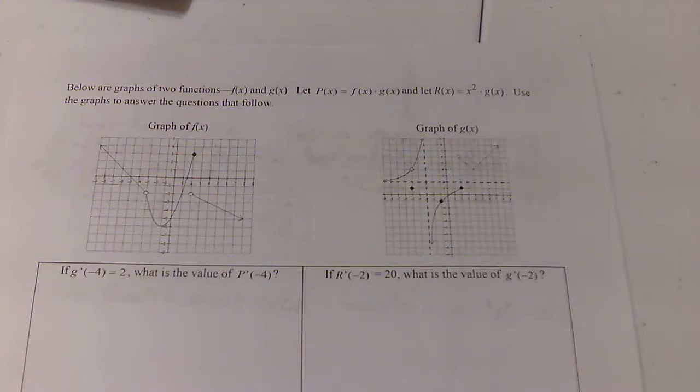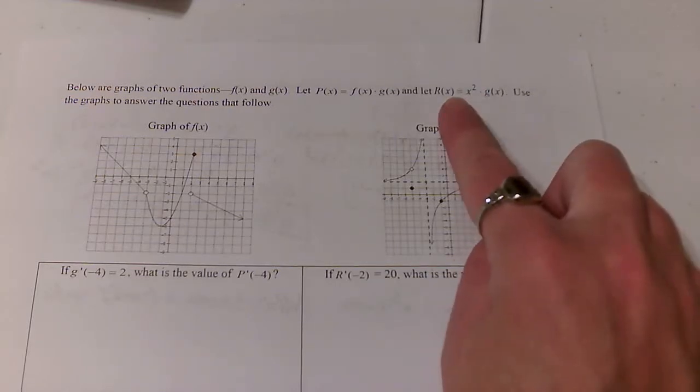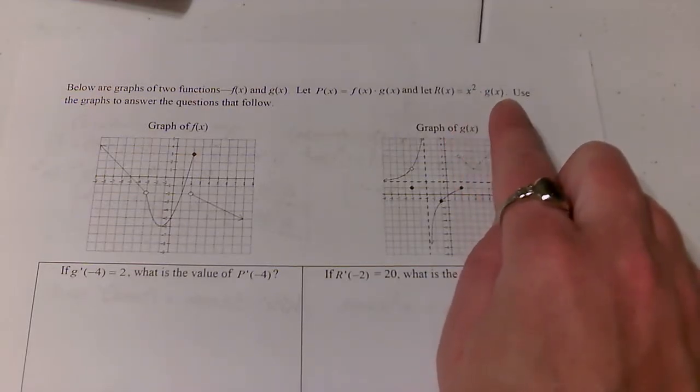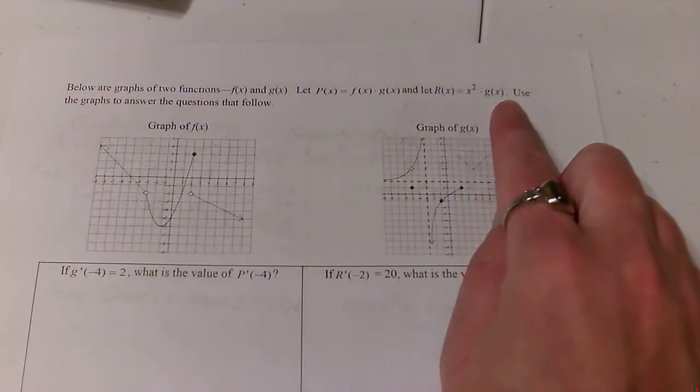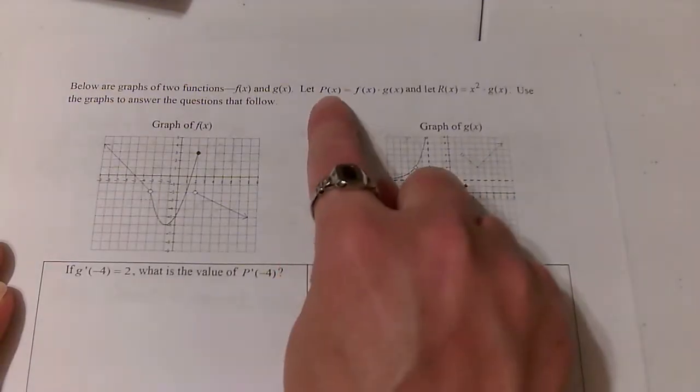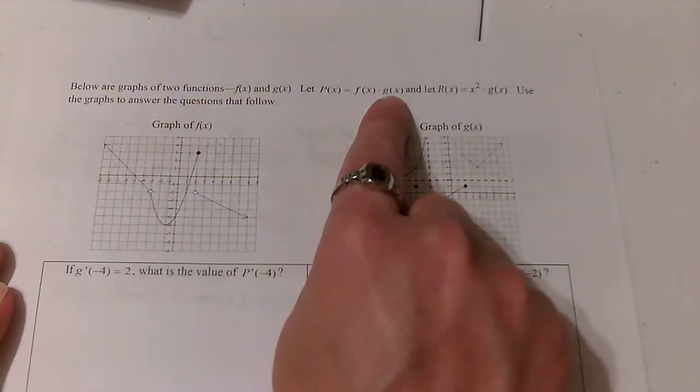Now let's apply the product rule to graphs and tables. We have two functions, f of x and g of x. And then we have another function, r of x, which is x squared times g of x. And p of x is f of x times g of x.